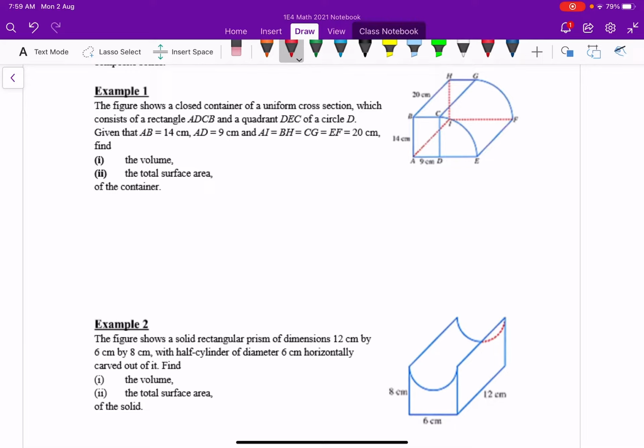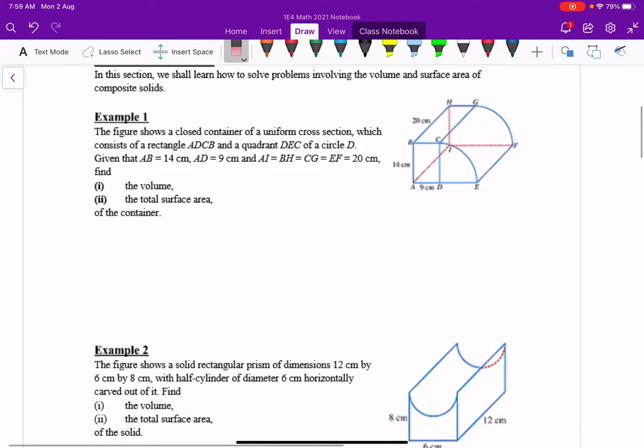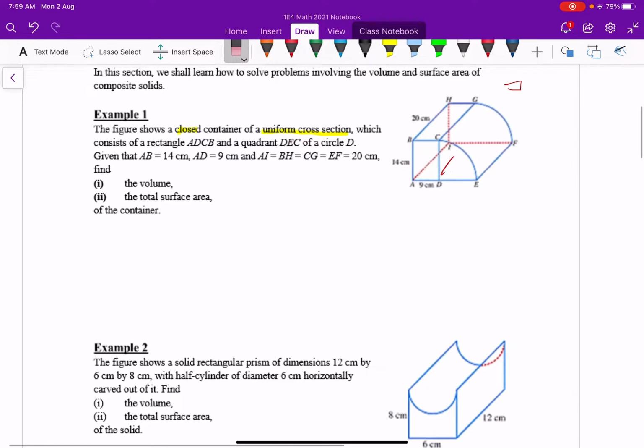First one. In example 1, the figure shows a closed container. I want you to highlight this. Closed, take note, meaning that all the sides are covered and it has a uniform cross-section area. You need to identify where the uniform cross-section area is. It is right here. This is the uniform cross-section area because when you take a knife and chop it across, you get a surface that is exactly the same as the first one and the last one as well. The front and the back, sorry.